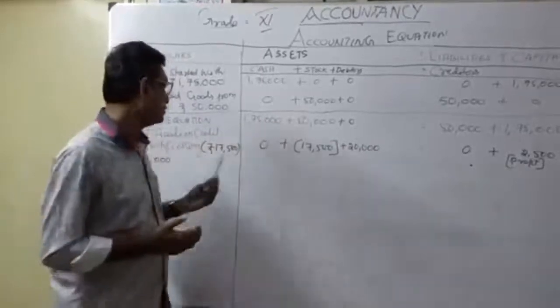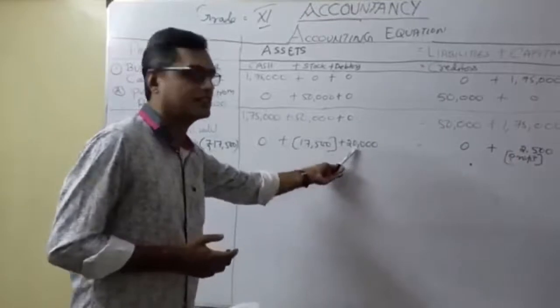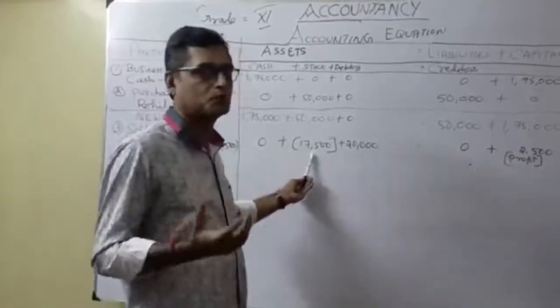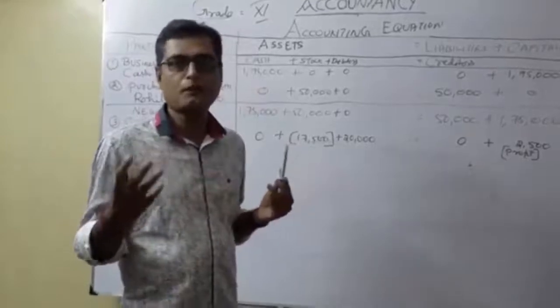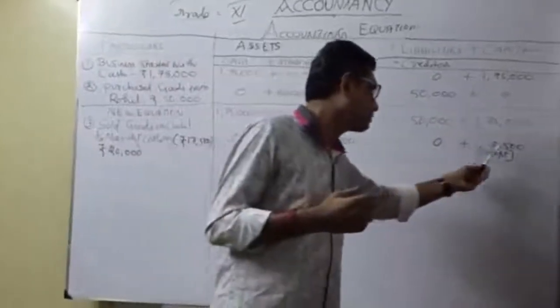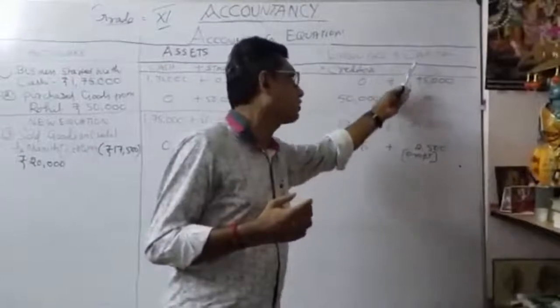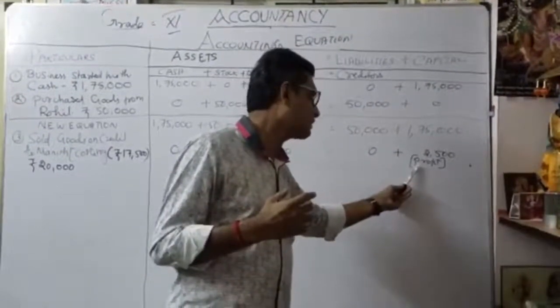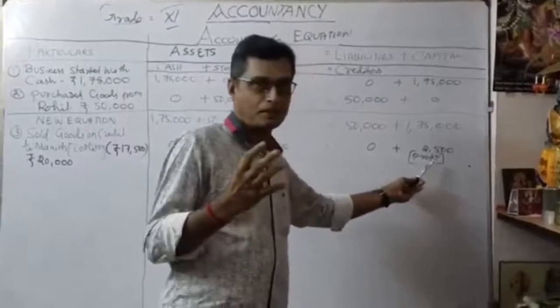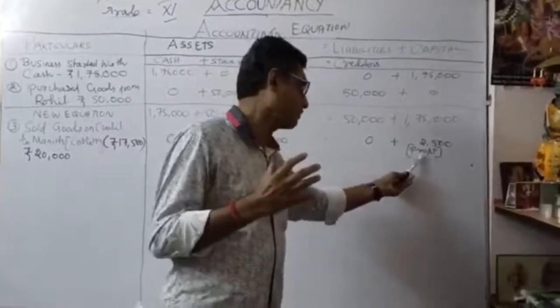Now see, what are these 20,000 debtors? You sold goods worth 17,500 for 20,000, so definitely you sold goods at a profit, correct? So how much profit did I get? 2,500. I want to show it as capital, correct? That's why for you I mentioned the profit underlined within the bracket. Actually, for understanding I showed that.